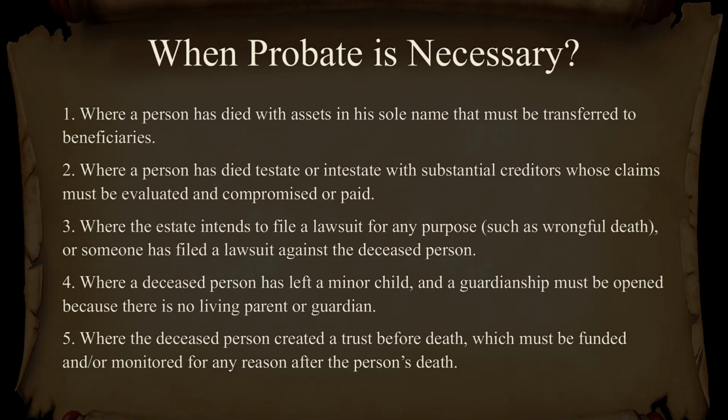Fourth one is where a deceased person has left a minor child, and a guardianship must be opened because there is no living parent or guardian. Last one is where the deceased person created a trust before death, which must be funded and or monitored for any reason after the person's death.